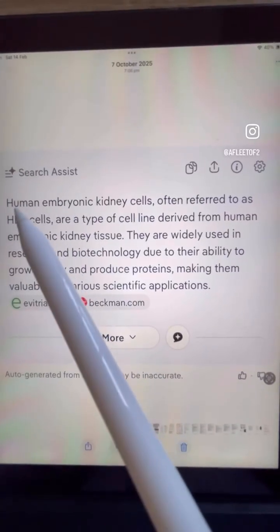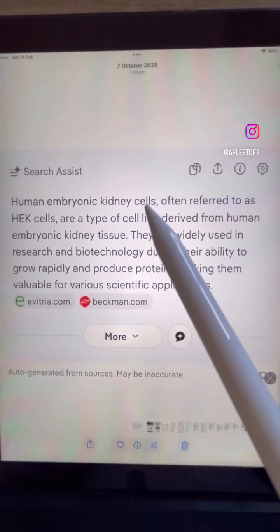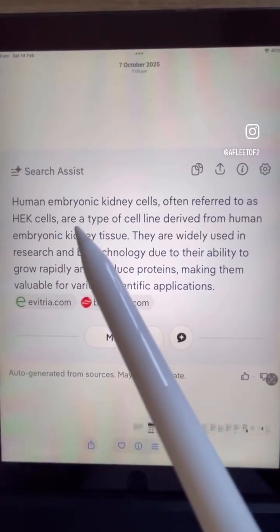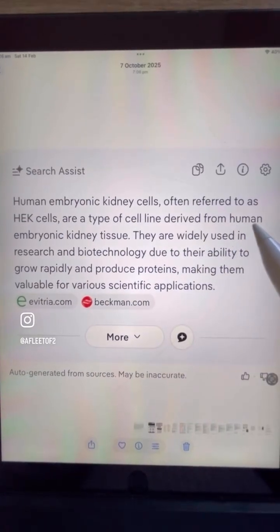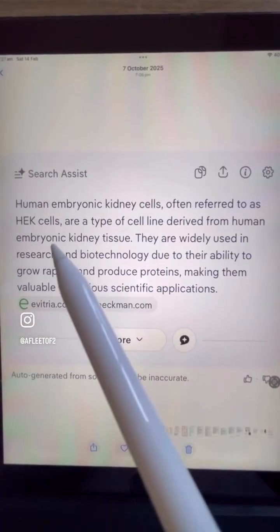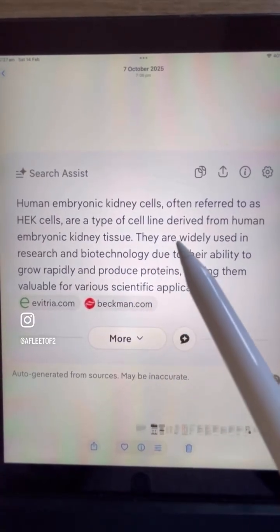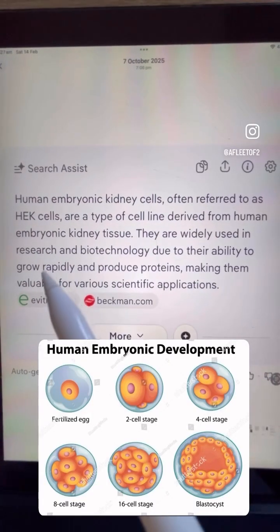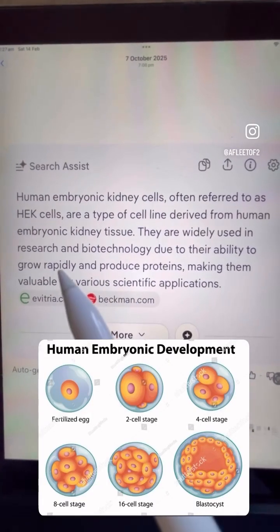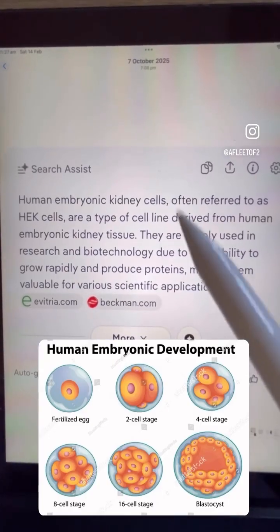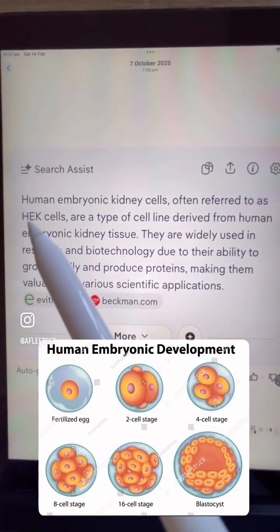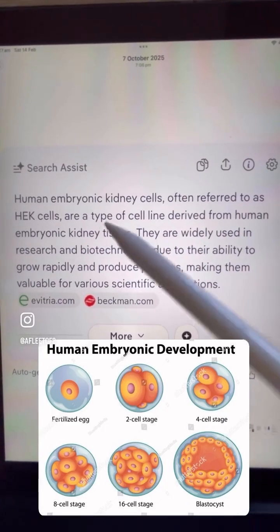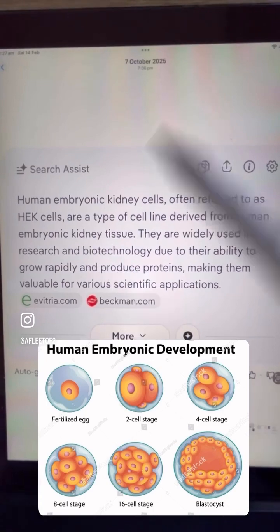So HEK means human embryonic kidney cells, often referred to as HEK cells. They are a type of cell line derived from the human embryonic kidney tissue. They are widely used in research and biotechnology due to their ability to grow rapidly and produce proteins, making them valuable for various scientific applications. So this is derived from an aborted fetus, from the kidney tissue of the fetus.